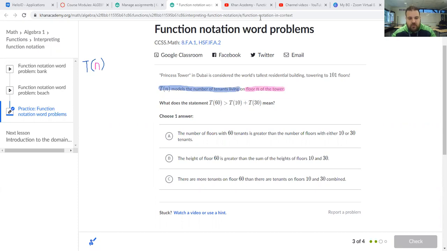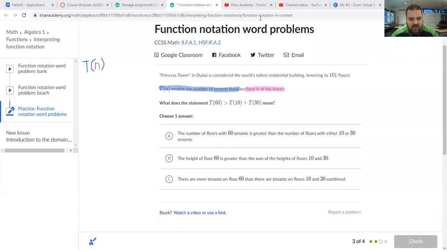So if N is 50, we're talking about the 50th floor, the output would be however many people live on the 50th floor. So maybe there's 1,000, no, 1,000, that's a lot of people. Maybe there's 100 people that live on that floor. I don't know. So the output is the number of people that live on the floor. The input is what floor you're talking about. All right, think of it that way.